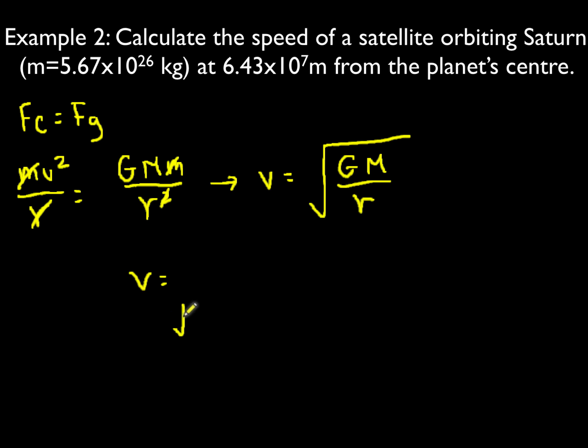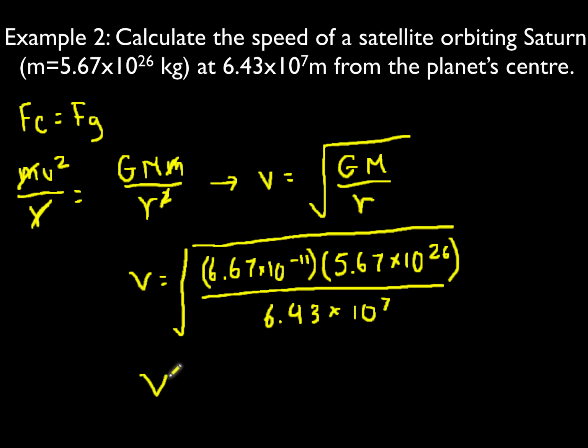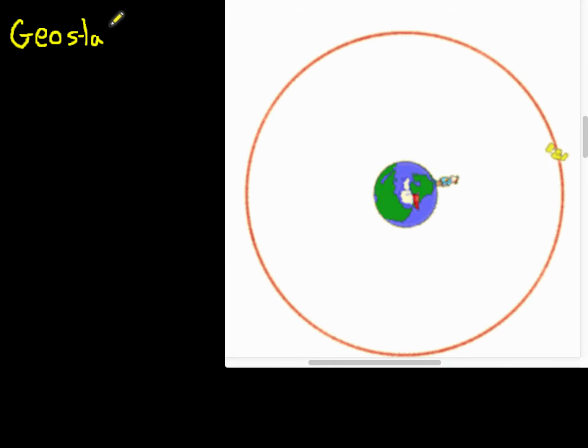So for this satellite orbiting Saturn, 6.67 times 10 to the minus 11 is G. The mass of Saturn is 5.67 times 10 to the 26 kilograms, divided by the radius to the planet's center, which is 6.43 times 10 to the 7 meters. This means a satellite at that height above Saturn would have a speed of 2.43 times 10 to the 4 meters per second. Next, we're going to look at a special case of satellite motion.